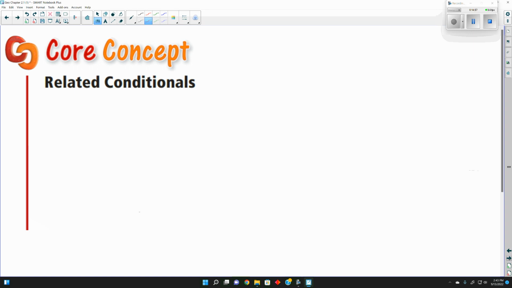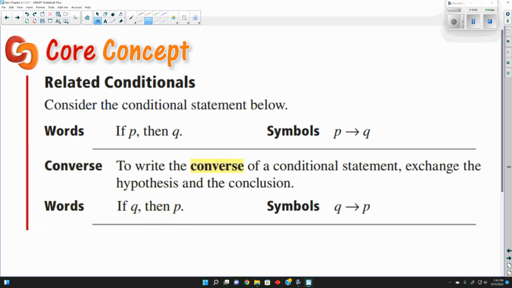So, guys, last thing we're talking about is relating conditionals. The first one we have is the converse. To write the converse of a conditional statement, exchange the hypothesis and conclusion. So we're switching them around. So for our conditional statement, we have if P, then Q. So if the hypothesis, then the conclusion. So the converse would be if Q, then P.